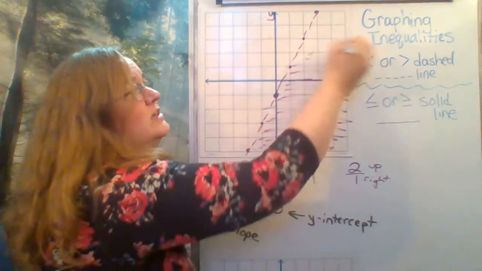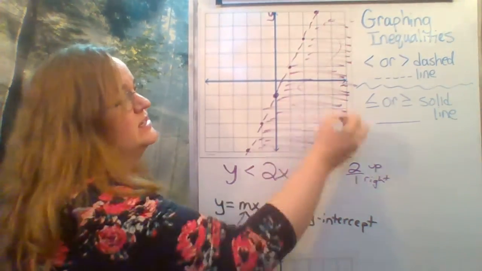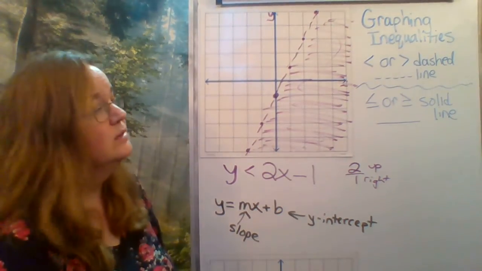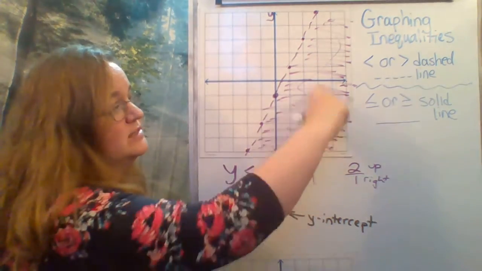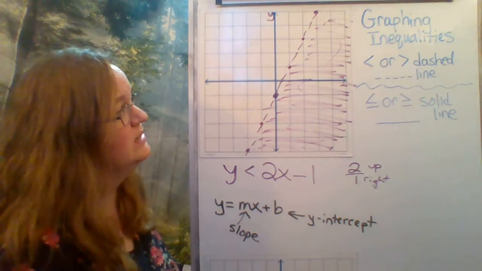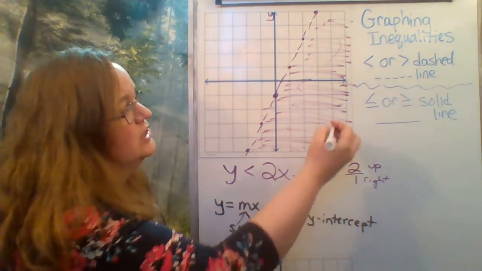Now, it's really easy to check to see that you did this correctly. So let's say that I take a point on this side that's in the shaded area, and I can pick any point that I want that's in the shaded area.